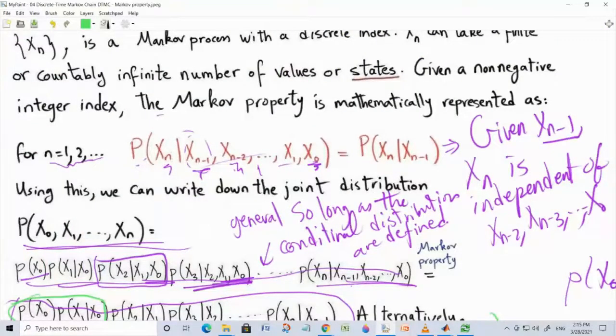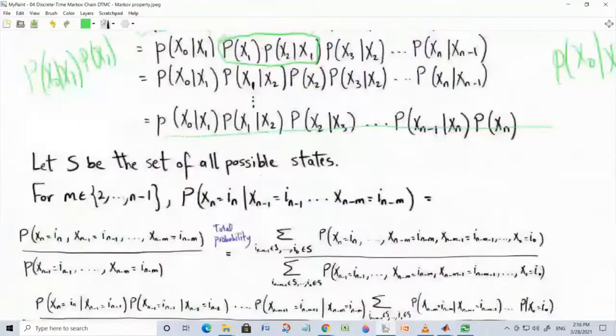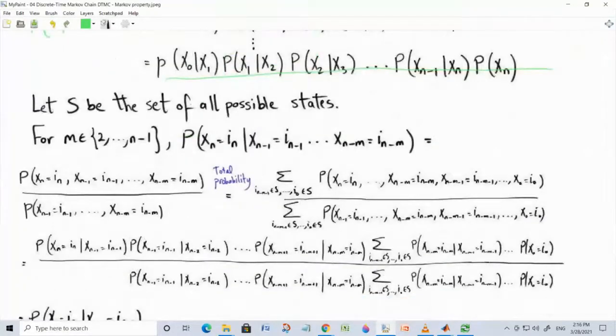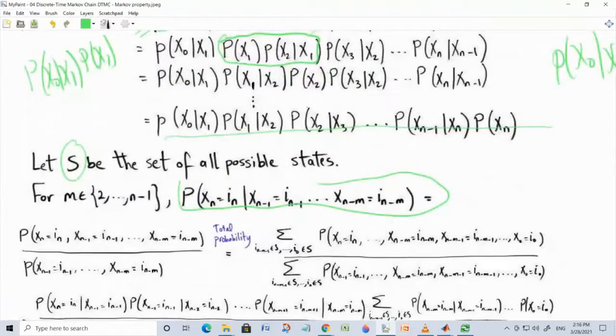Now, what if our conditioning does not go all the way to x of 0? What if we stop somewhere in the middle? Are we justified in applying this rule again? So suppose that you have something like this. Here it is, p of xn equal to some specific value in S, and typically in this part of the course, S will be the set of all possible states. And so, what is this business of states?